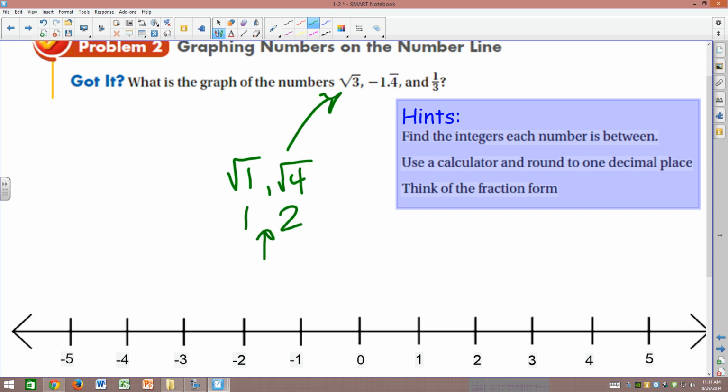And it's a little closer to square root of 4 because 3 is closer to 4 than 1. So I would say it's 1.7-ish. I think that sounds good. And to be sure, you could just do it on the calculator.